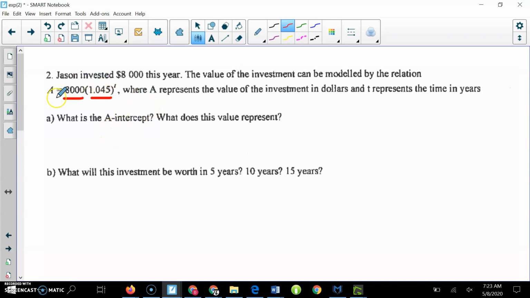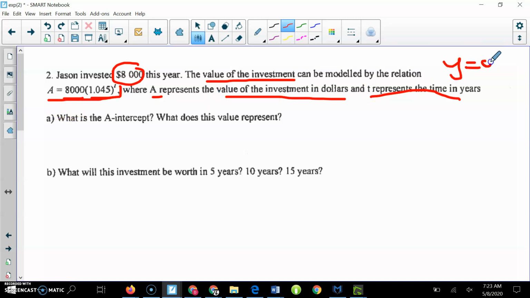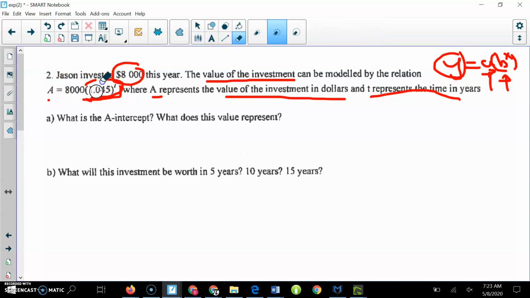Okay. So here is a question about Jason, who invests $8,000 per year, and this is the relationship that gives the value of his investment, where A is the value in dollars and T is the time in years. So what you end up having is a question, and I said this earlier, where the questions we do all look something like this: y equals a b to the x. So you have a number, which is our a, which in this case, little a here, is 8,000. And then you have something that is raised to an exponent. So that's this part here, okay? So you start off with this, and then you're growing with this, and then you end up with this. And in this case, A is equal to 8,000 times 1.045 to the T.